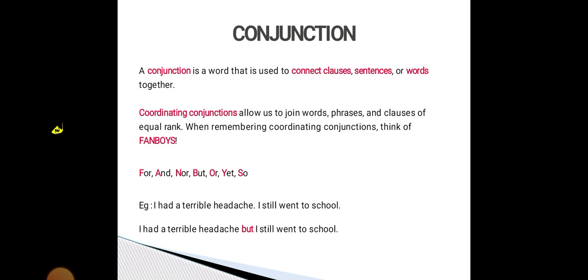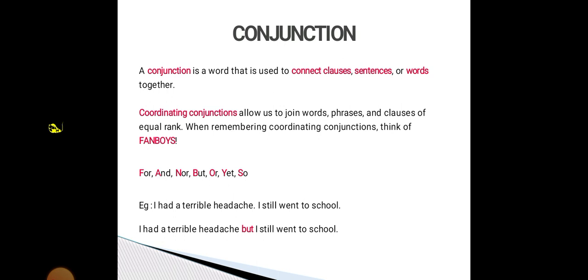For example, and, but, yet, or, these are all conjunction words. By using conjunction words, we can connect two words or two sentences. That is called a conjunction. A conjunction is a word that is used to connect clauses, sentences or words together. There are many types of conjunctions: coordinating conjunction, correlative conjunction. Some of the types are there.